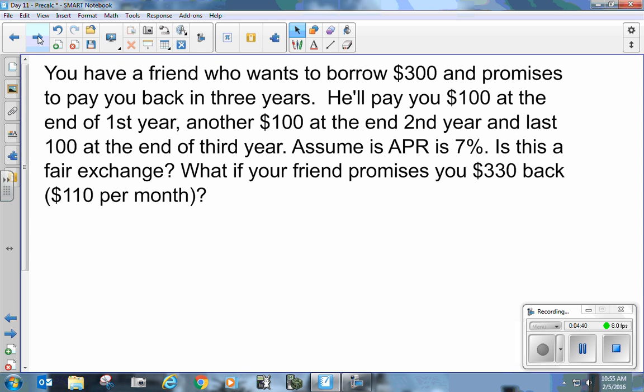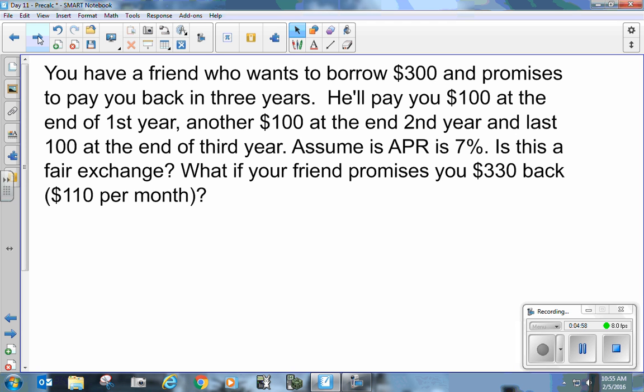Let's use the equation, then we'll apply it to our house. You have a friend who wants to borrow $300. I'll give you $300 back, but in installments: $100 this year, $100 next year, $100 after that. Okay?